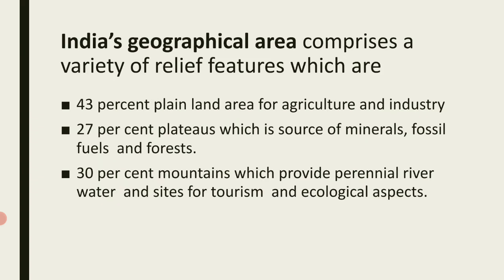The next is India's geographical area comprises a variety of relief features, which are: first is 43% plain land area for agriculture and industry. So among the 100%, 43% is plain land area, and it is being used for agriculture and industry. 27% is plateaus, which is the source of minerals, fossil fuels and forests. And the rest 30% is mountains, which provide perennial river water and sites for tourism and ecological aspects.